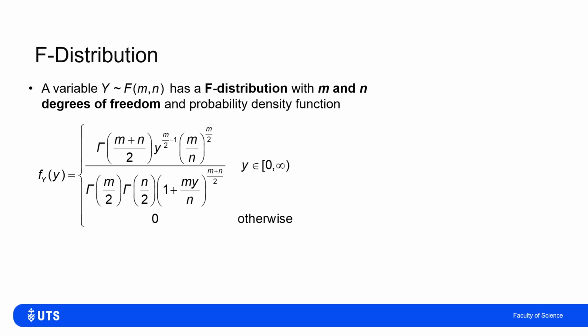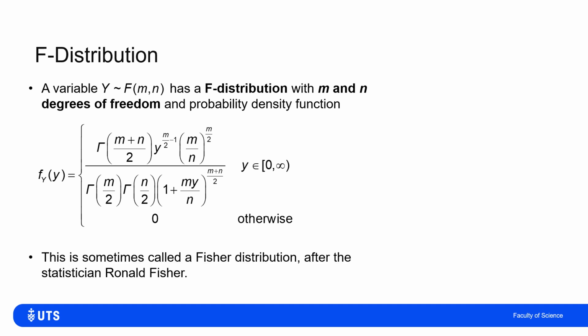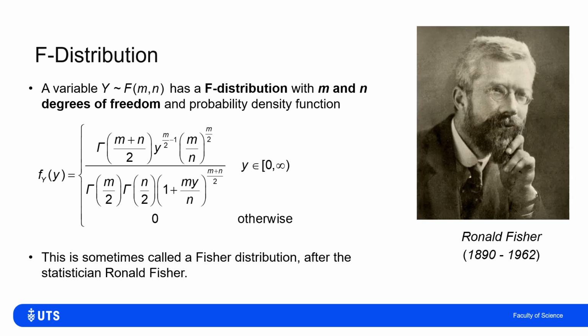And what that absolutely horrendous looking distribution was, was an F distribution, or a Fisher distribution, with m and n degrees of freedom. So there's 2 degrees of freedom in this, because it's the ratio of 2 chi-squareds, which potentially have different degrees of freedom. So that's Ronald Fisher, R.A. Fisher, who did a lot of work in quantitative ecology and also, as you might expect, in statistics.